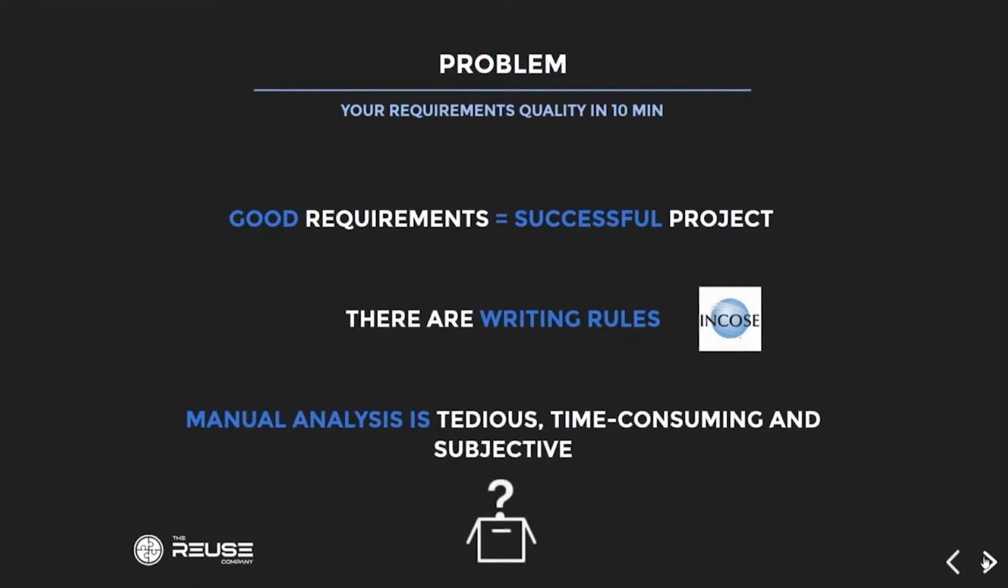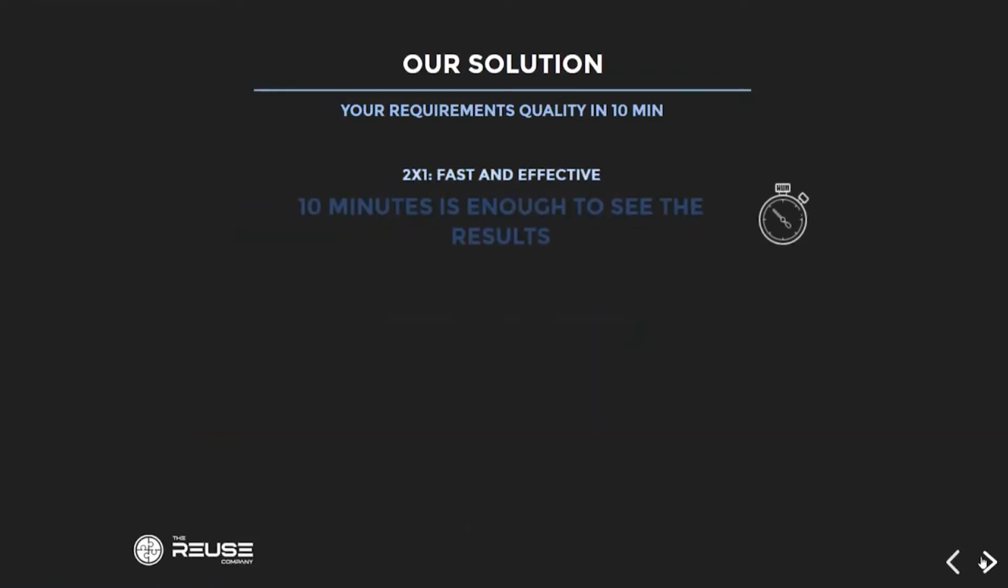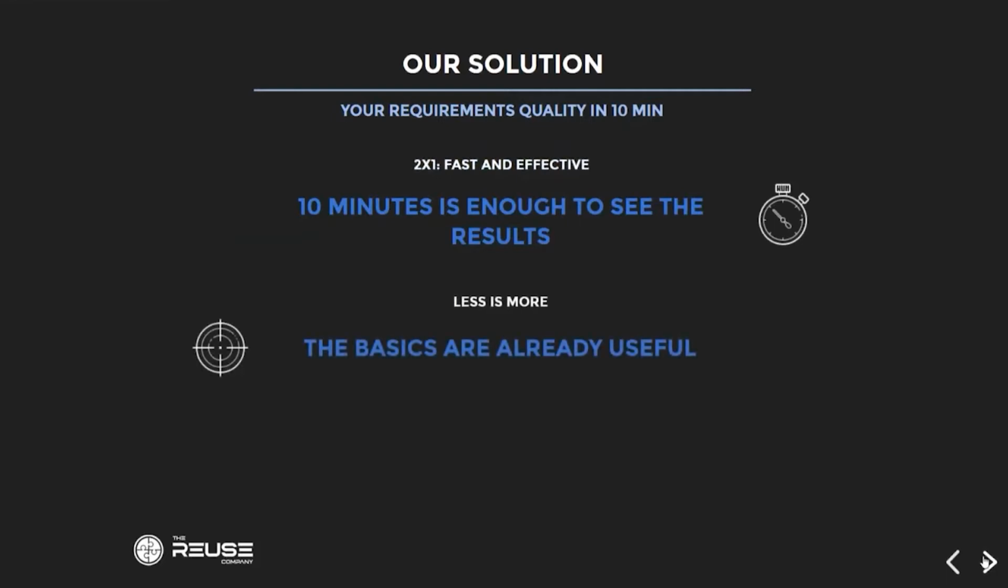So how can we have a more automated and generalized approach to writing good requirements and improving the success of our project? The solution that we offer at the Reuse company includes kind of 2-for-1, to be both fast and effective. In only 10 minutes using our tools like RQA, you can see the results and significantly improve your quality. Sometimes less is more. 10 minutes may seem like a mission impossible, but let's be honest, with even the basic things, you can already do very useful improvements for your project.